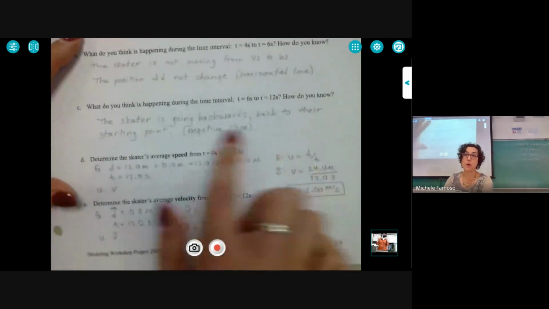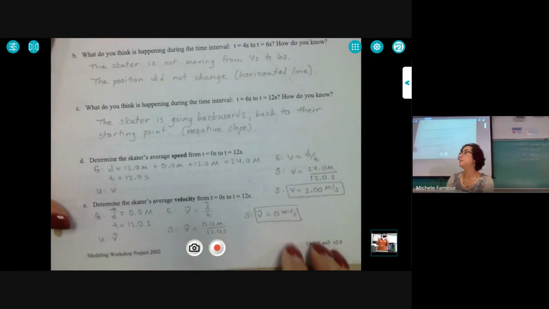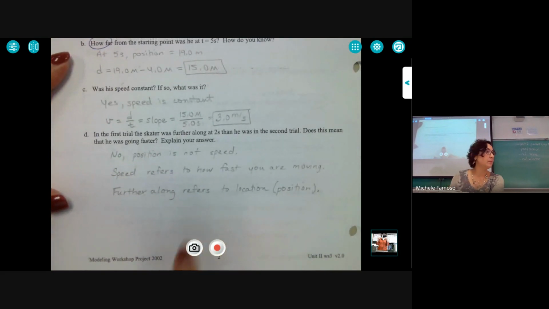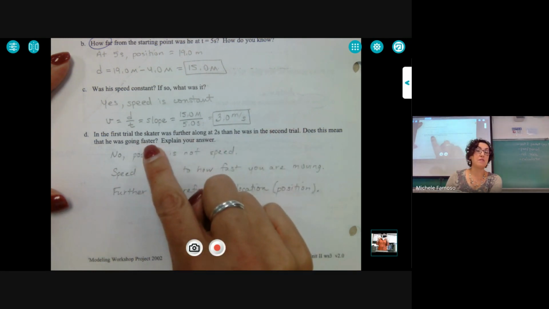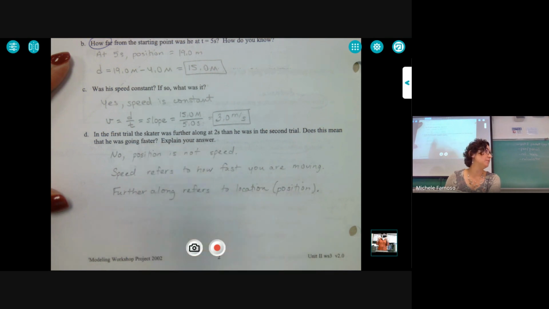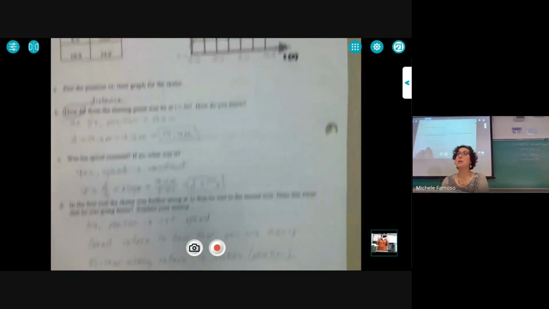Yep. Anyone need anything here first before I go back? All right. So you asked about this. Further along is talking about position. It asks, does that mean he's going faster? Further along is talking about position, not speed. That's all. Okay. It's basically vocabulary. Just understanding what further along means. Means you're ahead.